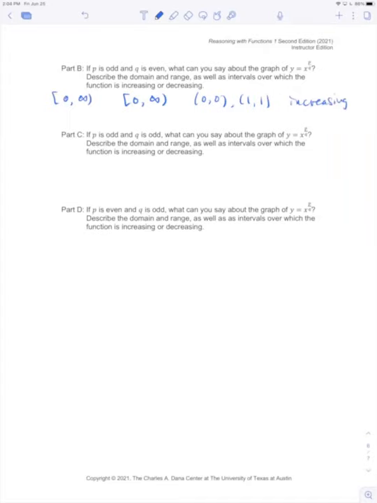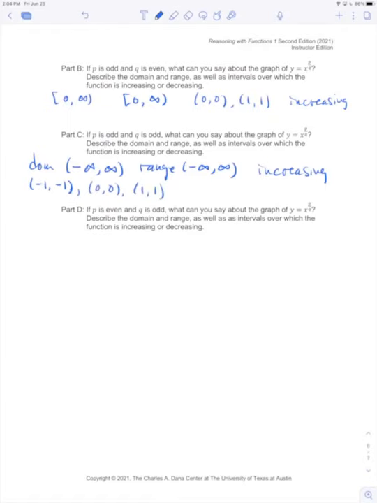Part C, if p is odd and q is odd, what can you say about the graph? Okay, well, in this case, the domain is going to be all real numbers. And the range is also going to be all real numbers. I'm using interval notation for those there. And the function is going to be increasing on its entire domain. And the graph is going to go through the points -1, -1, the origin, and again 1, 1.